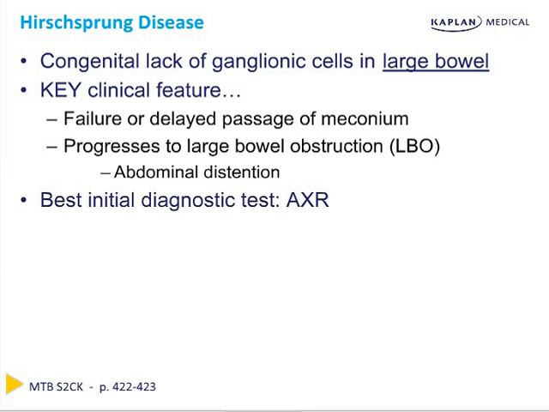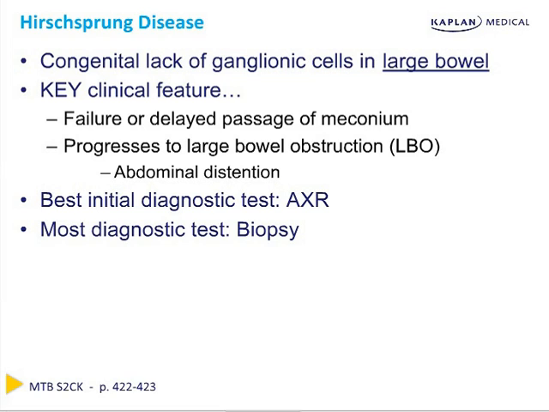So abdominal distension is a main feature, and you'll be able to see that on an x-ray, which is your best initial diagnostic test, because if someone's presenting with a distended abdomen and pain from what could be congenital Hirschsprung's disease, you start with an abdominal x-ray. If you see distended loops of large bowel that go all the way up to the distal sigmoid or even the rectum, then you're suspicious of Hirschsprung's disease, especially in a child who might have a questionable history of delayed meconium passage.